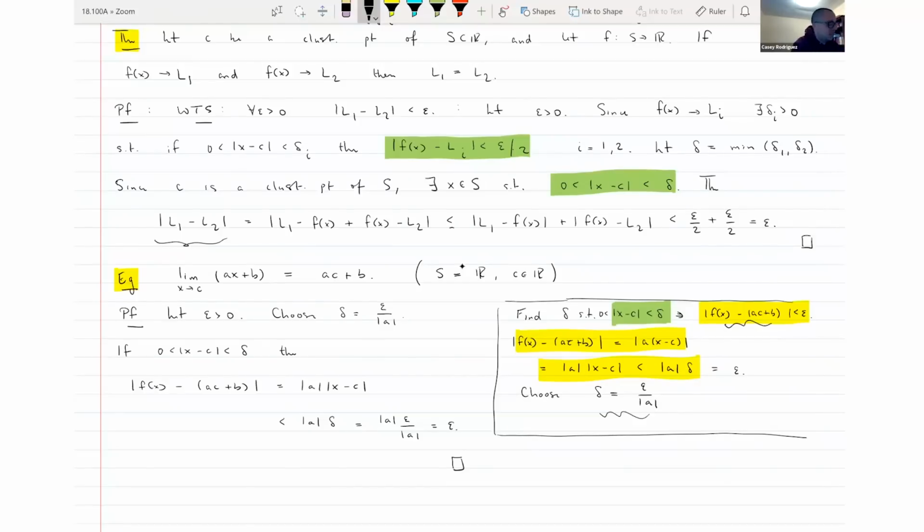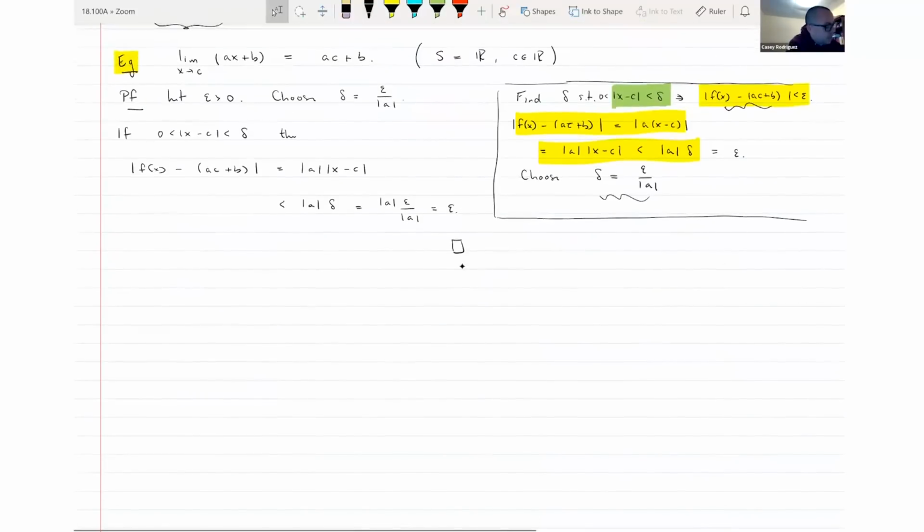Okay, so let's do another example. Let's look at the limit as x goes to c of the function square root of x, and I'm going to show this is equal to square root of c. And here, although I'm not writing it, S will be for us the domain of the square root, which is the closed interval 0 to infinity, not including infinity, of course. And for what I'm going to do, c is positive. You can also do c equal to 0, but for this proof, I'm going to do c positive.